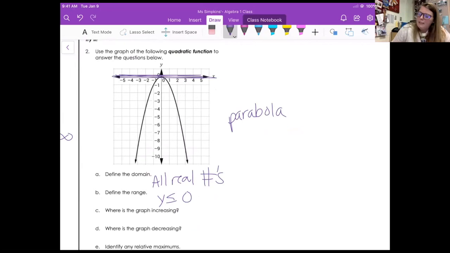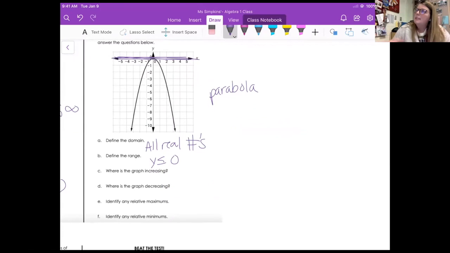Okay, we're going to go back to increasing and decreasing in a second. So does this graph have a maximum? Does it have a hill? Yes, it does. What point is the maximum? (0, 0). Does it have a valley or a minimum? No. So we're going to say none.